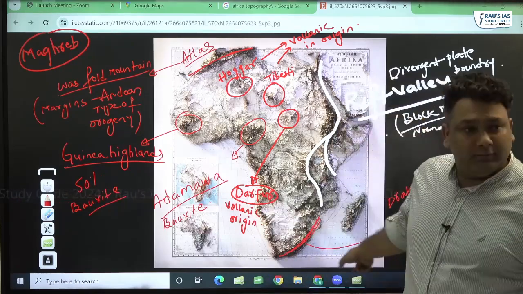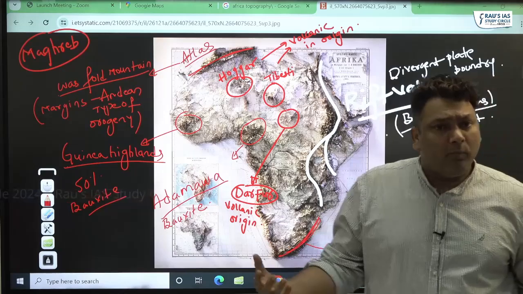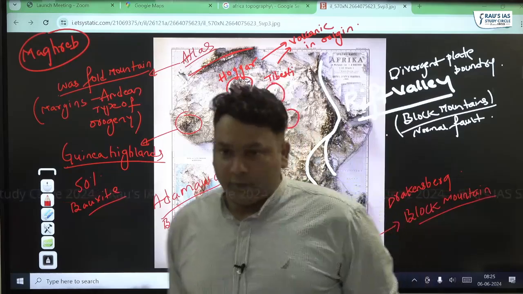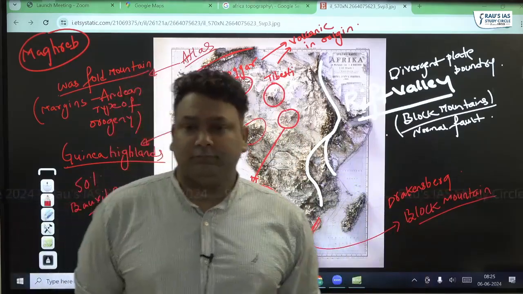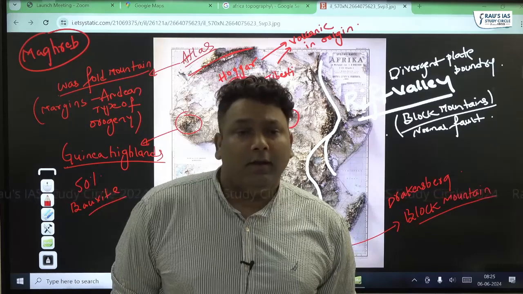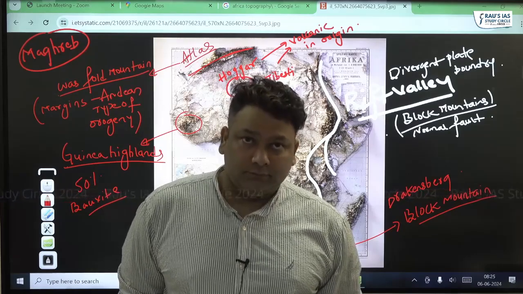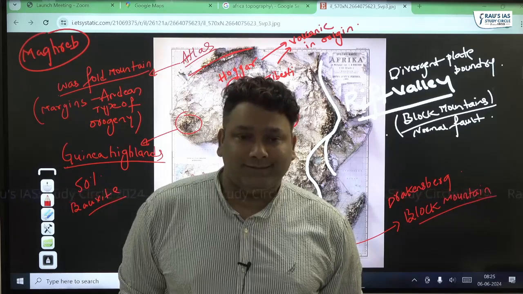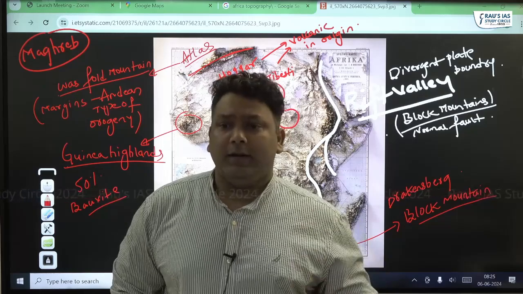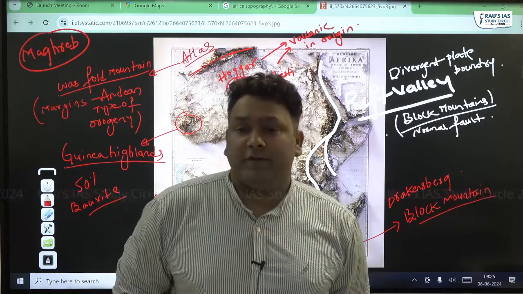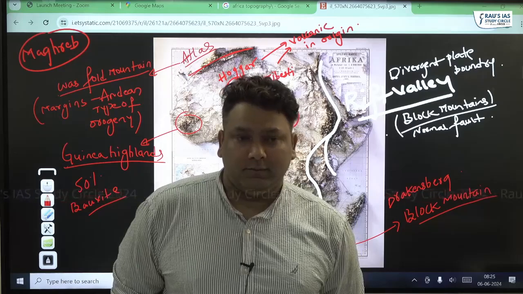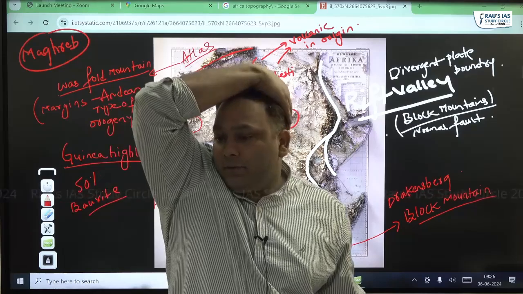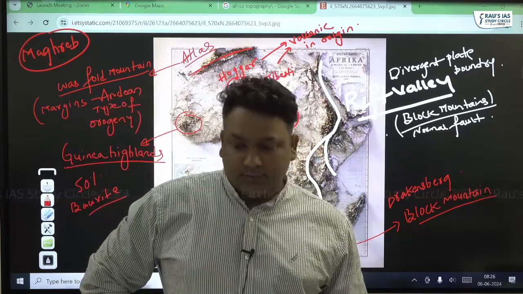Next, Drakensberg. I'm telling you in the order of importance. Drakensberg is also located in South Africa, so that's why it becomes important. It is a block mountain. In bracket, you can write its formation is very much similar to the formation of the Western Ghats.